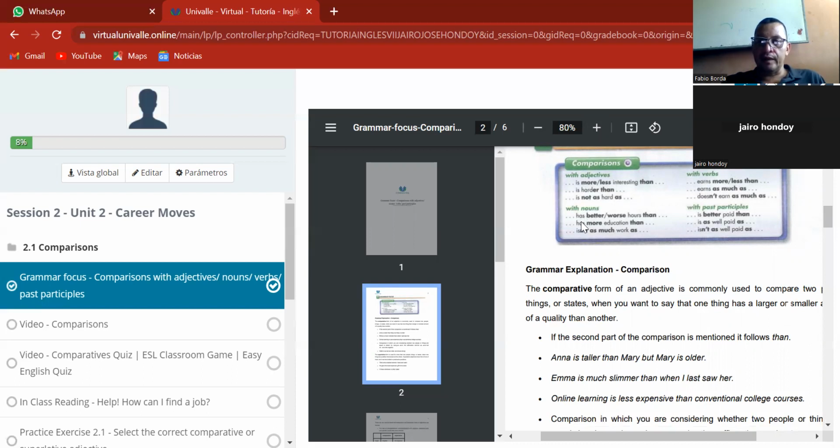And with nouns, we have: has better or worse hours than, is better paid than, has more education than, is as well paid as, isn't as much work as, isn't as well paid as.